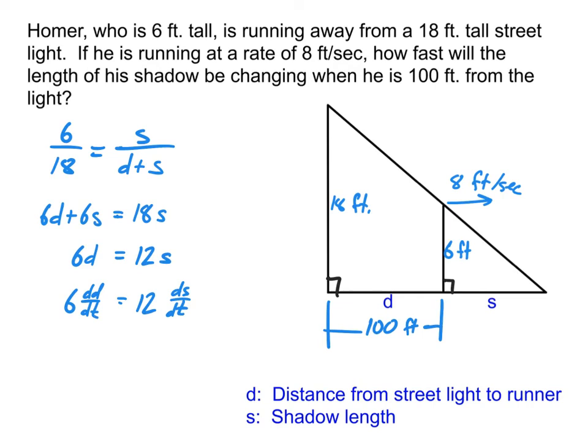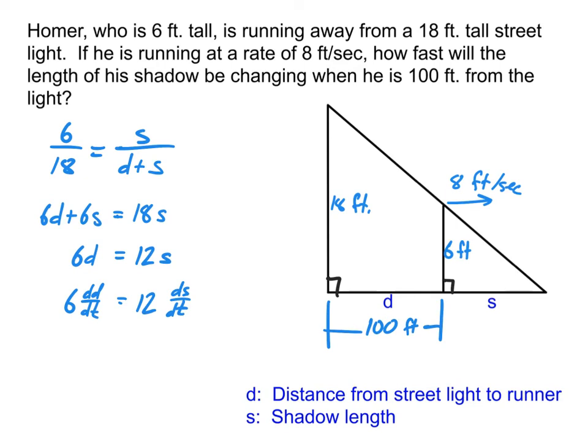The S is unaffected by that, because as Homer gets further out, the shadow length is going to be changing at a different rate because the angle is changing. And so it's going to be that D value. The other thing that we could know is that we're being asked here in the first place, how fast will the length of the shadow be changing? Well, that's ds over dt based on our drawing. And so, of course, we wouldn't know what ds over dt is at this point.